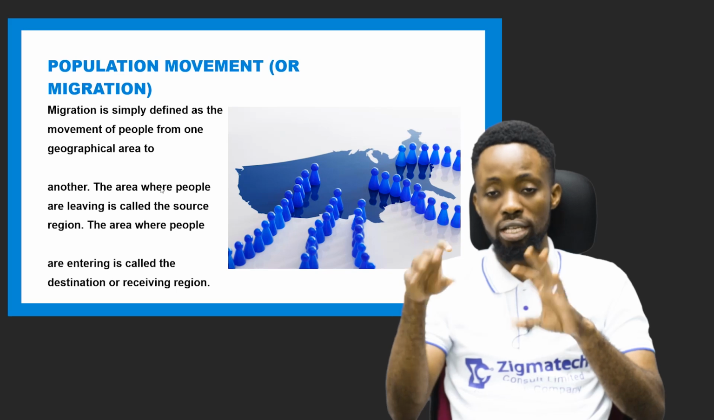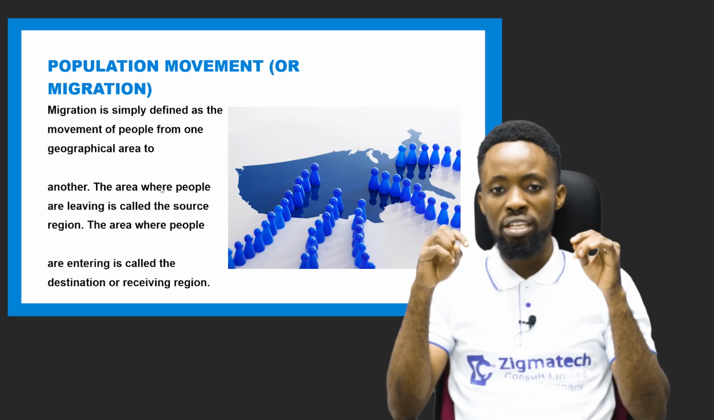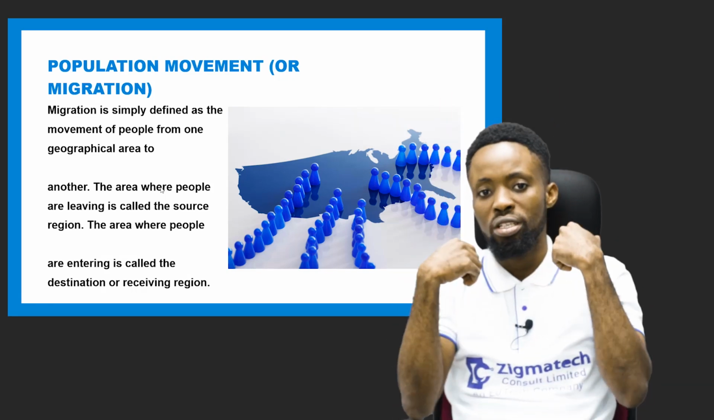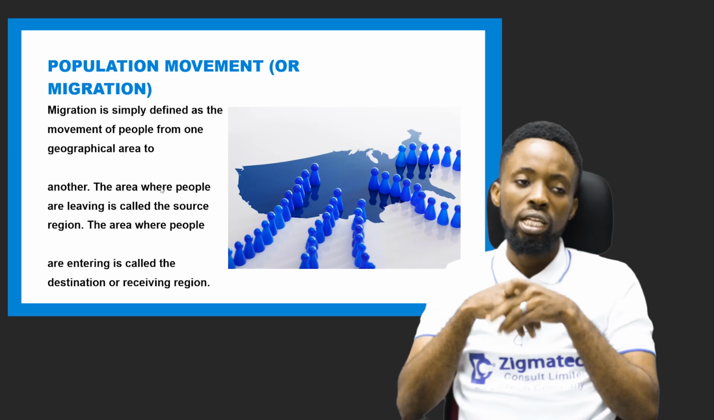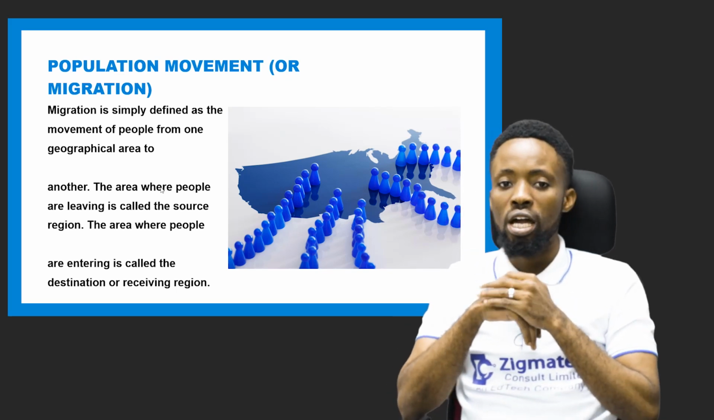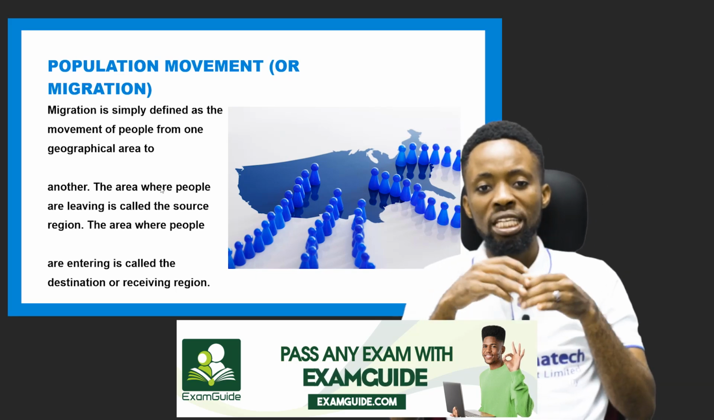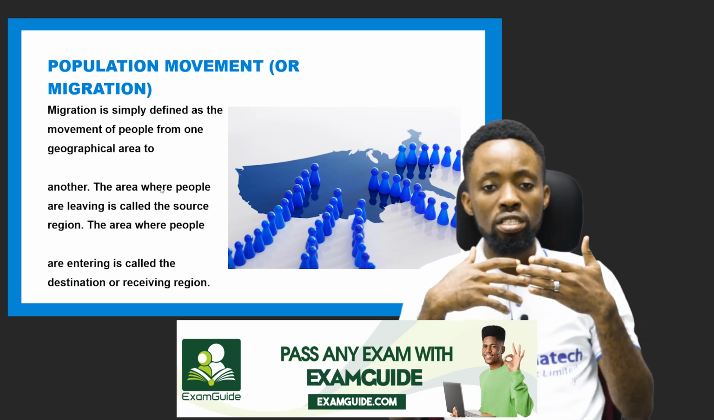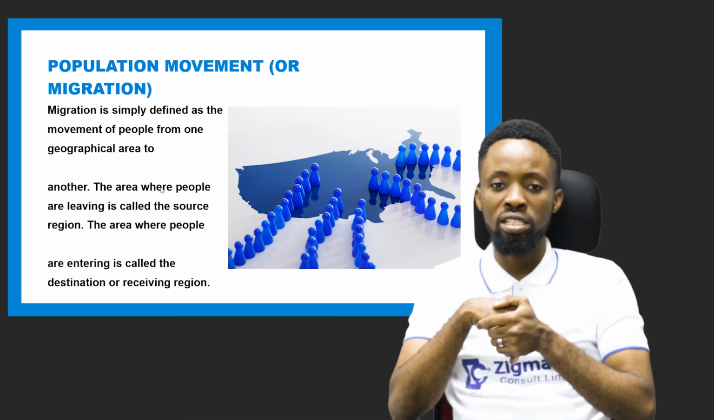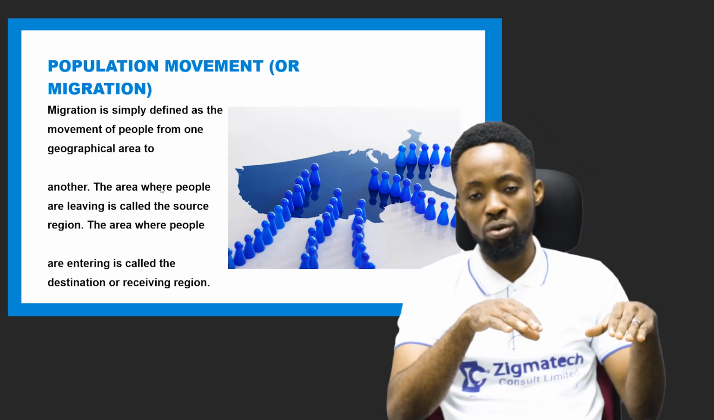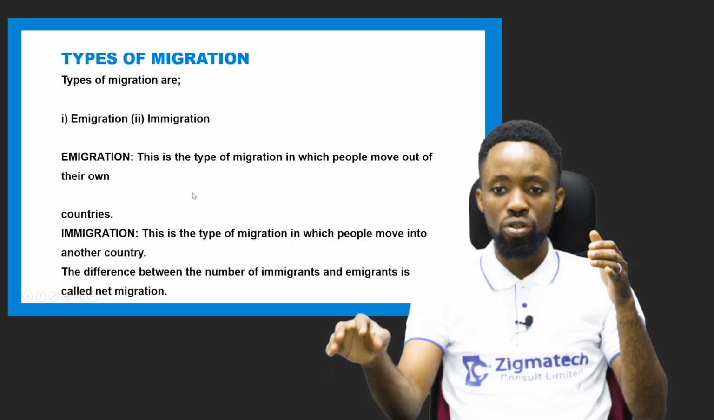And the area where people are living is called the source region, while the area where people are actually heading to or entering is called the destination region or the receiving region. Let's say I'm based in Nigeria and I want to go to Luxembourg. Now, Nigeria is the source region. Then Luxembourg, where I am heading to, is the destination region or the receiving region.